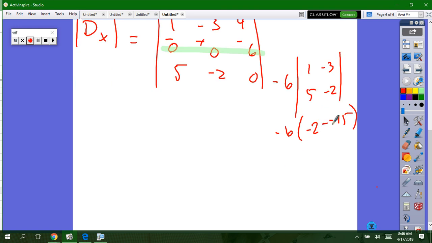That makes it a plus, so that's -6 times 13, which is -78. Okay? Any questions there? A little bit tedious, but it's possible. It's not very hard, it just takes some time, right?